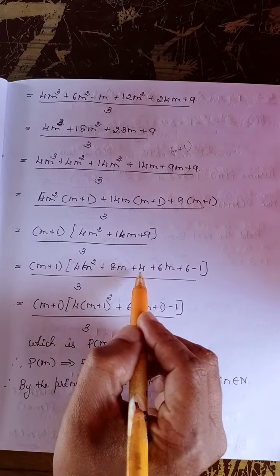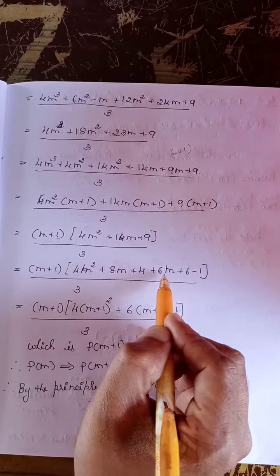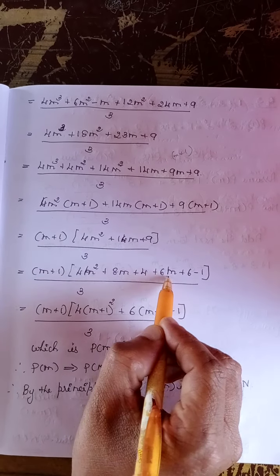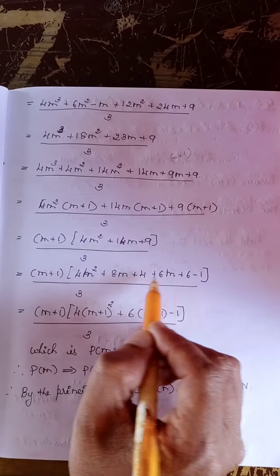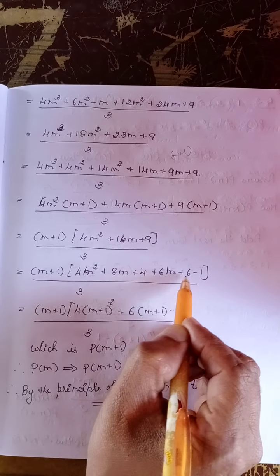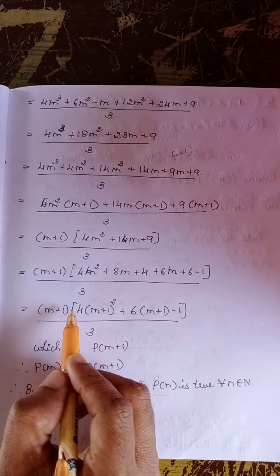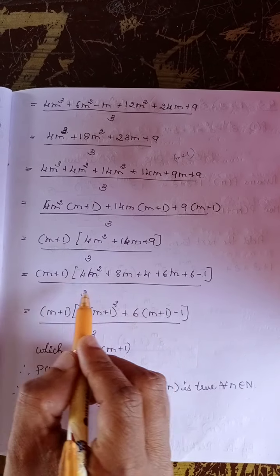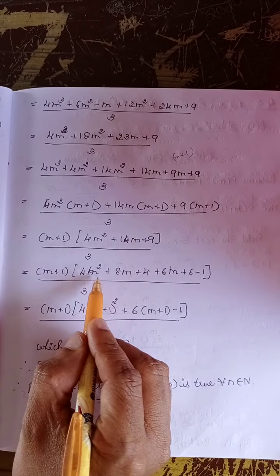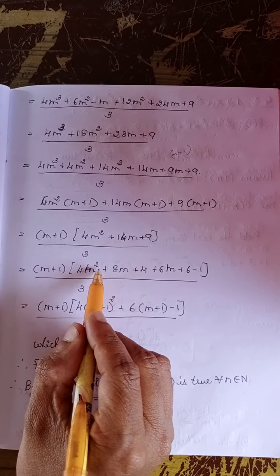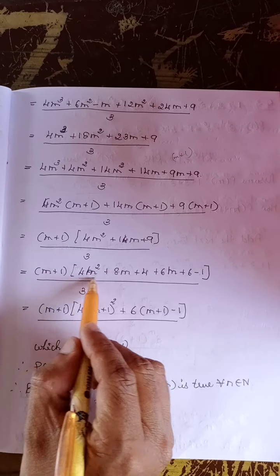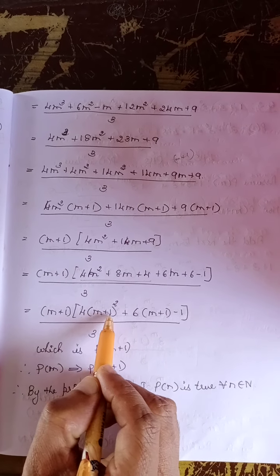plus 8m plus 4 I will write here, plus this 14m can be written as 8m plus 6m, and 9 is split as 10 and minus 1. That is equal to m plus 1 into 4 into, here again m plus 1 is a common factor, so 4m into m plus 1, and so on, we get here this expression will be 4 into m plus 1 the whole square.